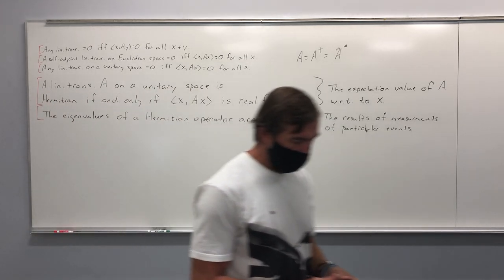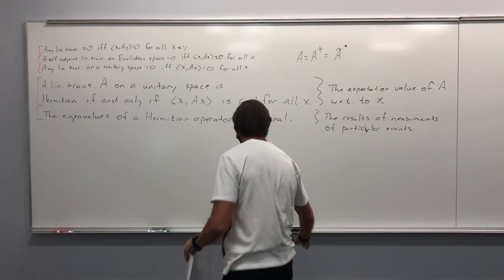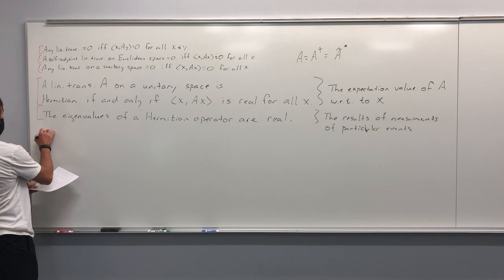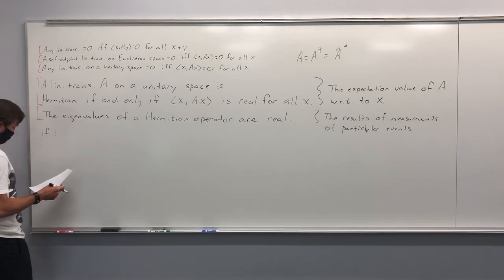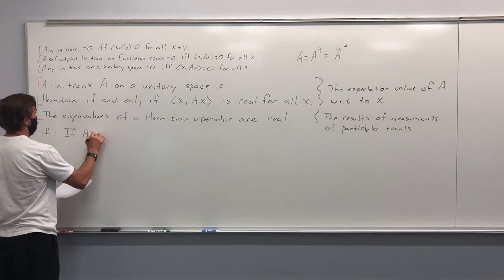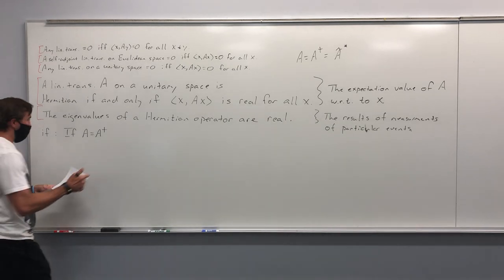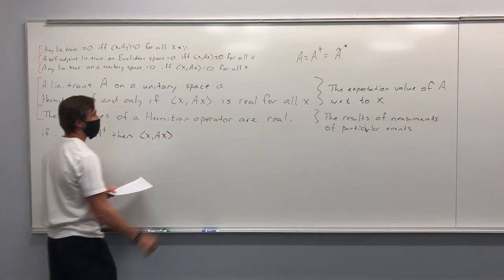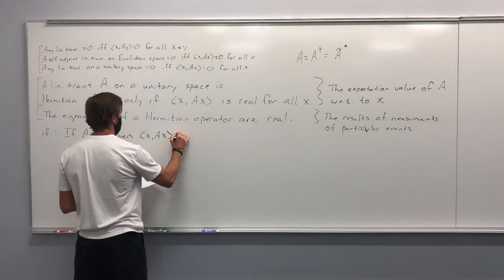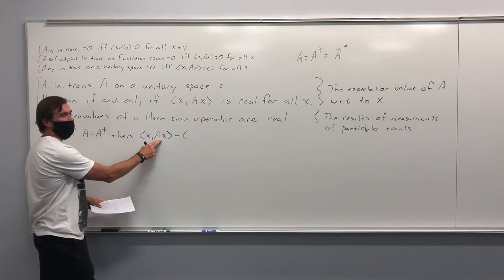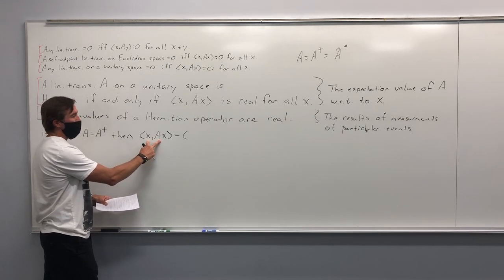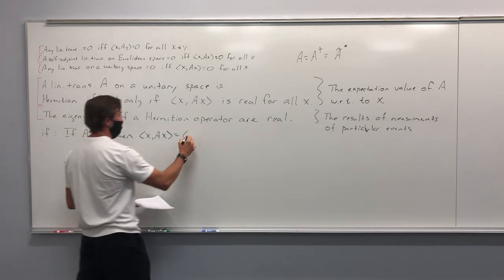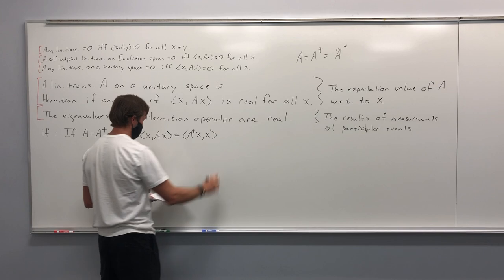All right? So let's start with the first one. And we'll do the if first, and then we'll do the only if. So if A is Hermitian, then X, AX, okay, that's the quantity we want to determine something about, is equal to, okay, remember the definition of Hermitian is that if you have the inner product and the operator's acting on the one on the right or the left, to move it to the other one, you just dagger it. Okay?